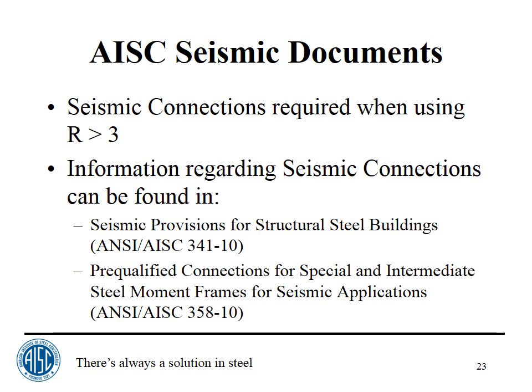Then the seismic documents. Seismic connections are generally required when using the seismic load reduction factor, R, greater than 3. Information regarding seismic connections can be found in the seismic provisions. ANSI AISC 341-10 is the general provisions, and then there's the ANSI AISC 358-10 for pre-qualified moment connections for special and intermediate moment frames. We will not be getting into those. I believe those were covered to some extent in the first night school on connections.